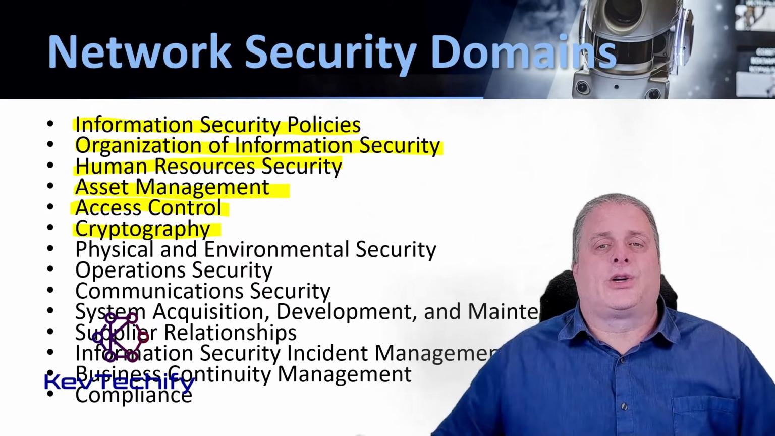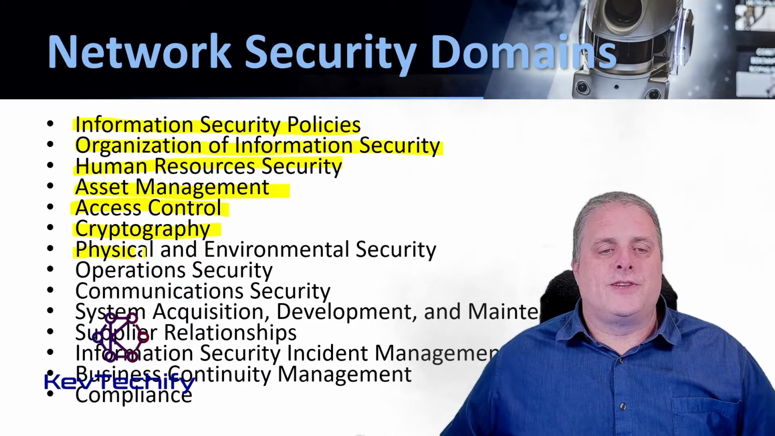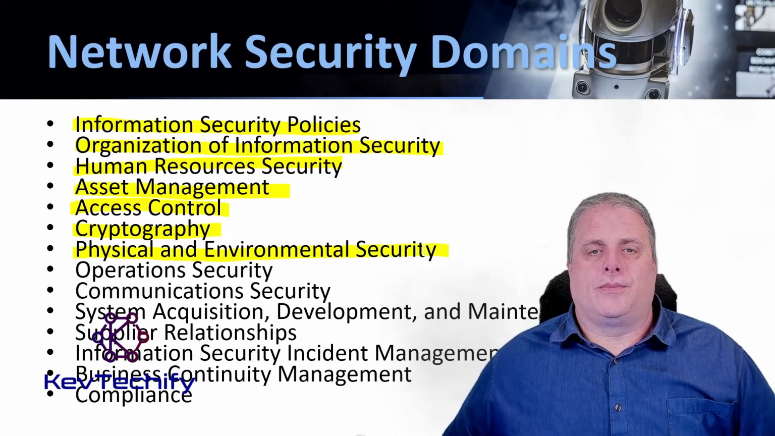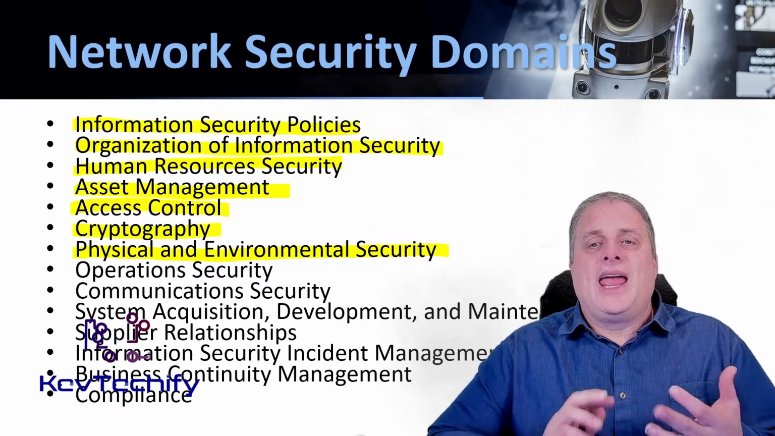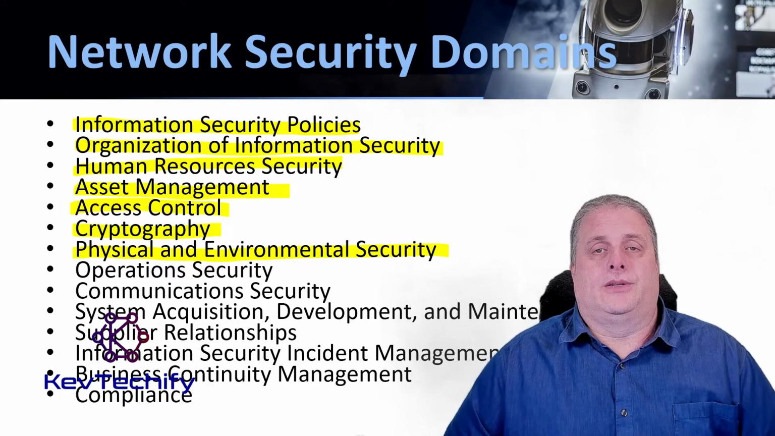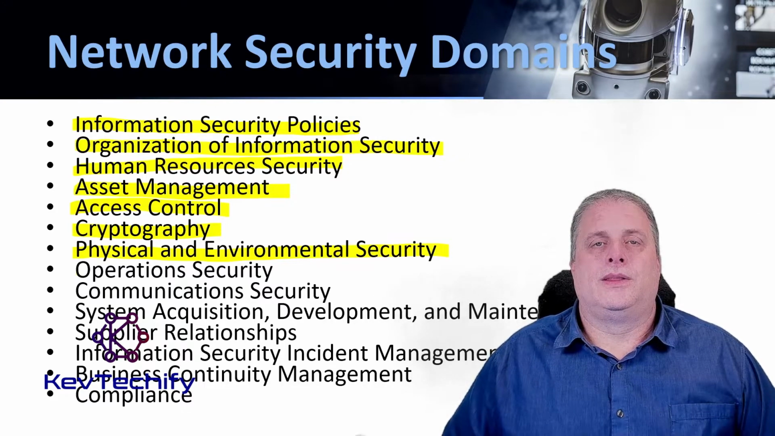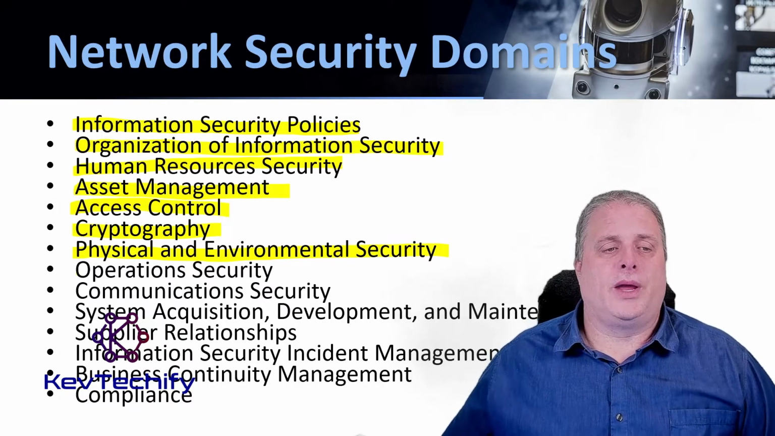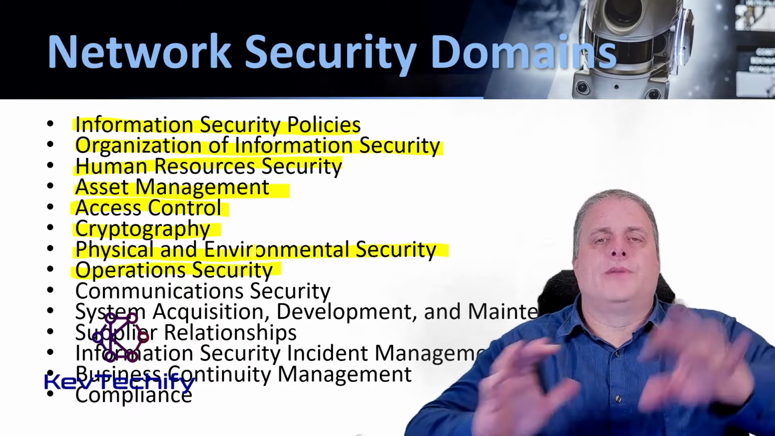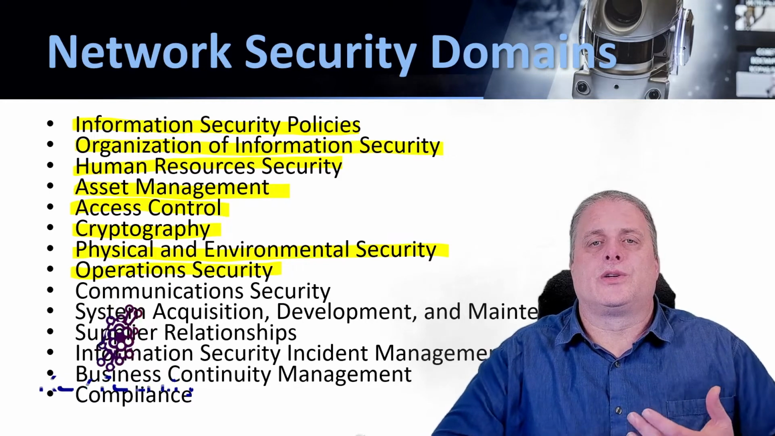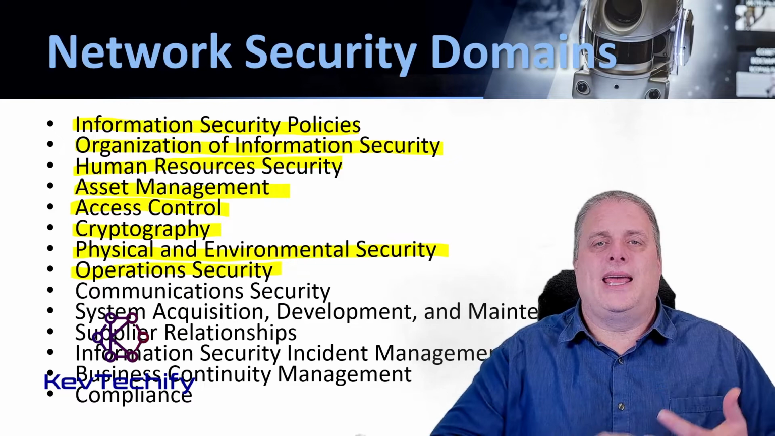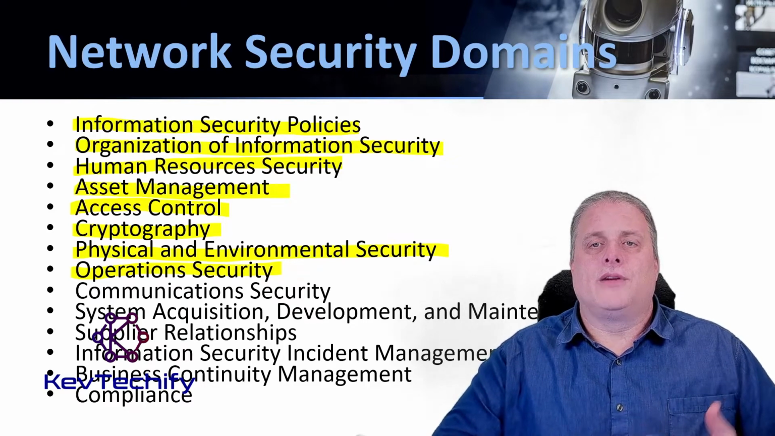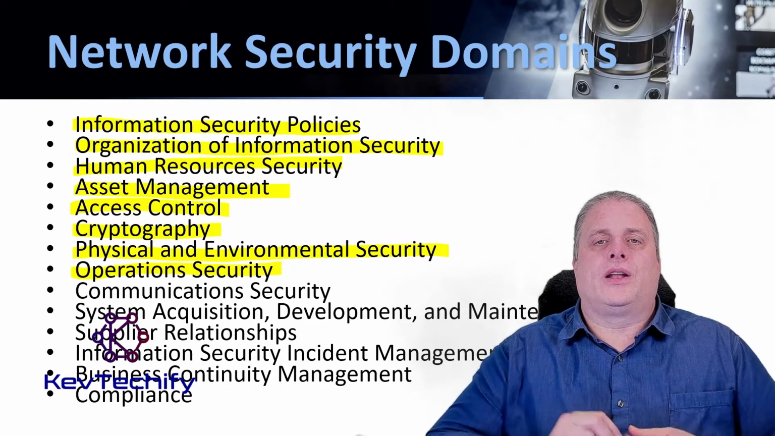That's the CIA triad. Then we have physical and environmental security. This describes the protection of the physical computer facilities and equipment within an organization. The next network security domain we have is operations security. This describes the management of technical security controls in systems and networks, including malware defenses, data backup, logging and monitoring, vulnerability management, and audit considerations.